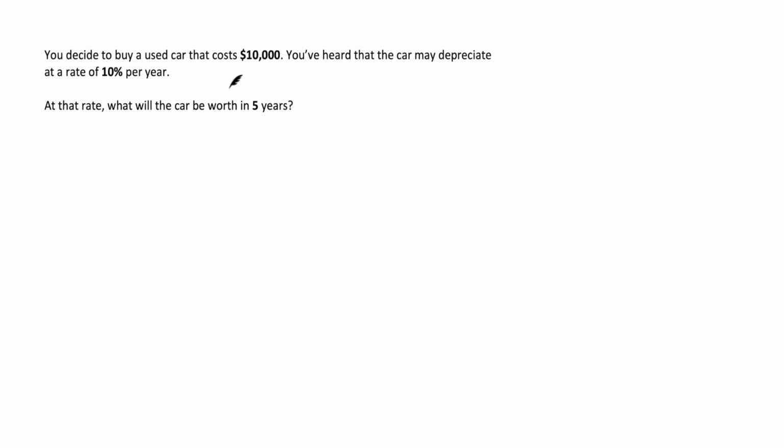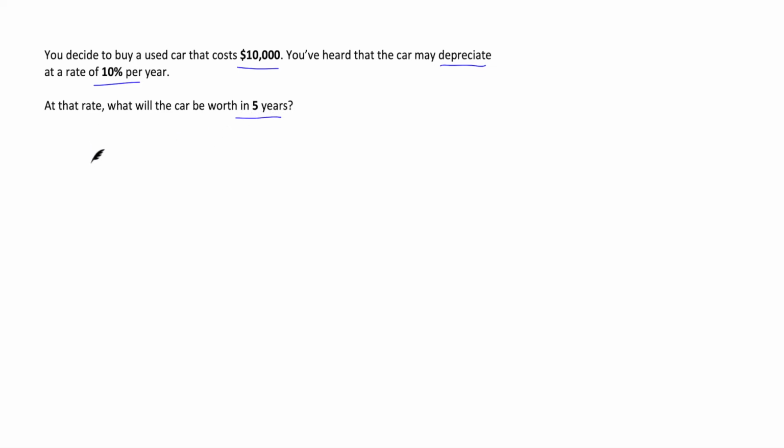Next question. You decide to buy a used car that costs $10,000. You have heard that the car may depreciate, this is important, at a rate of 10% per year. It means that the value of the car will decrease over time. At that rate, what will the car be worth in 5 years?